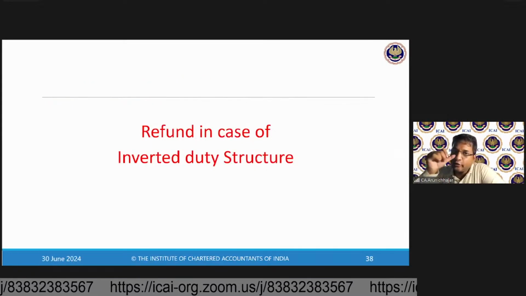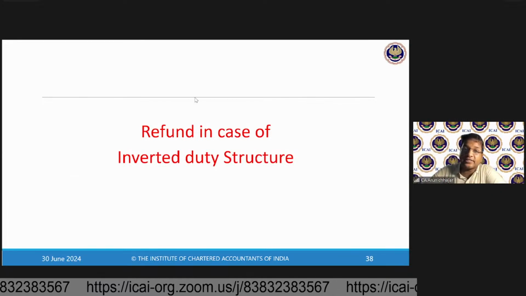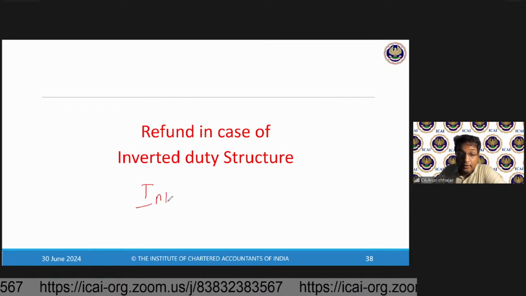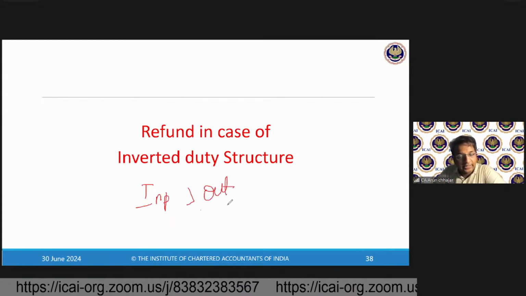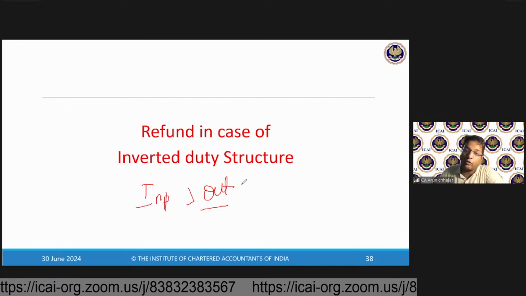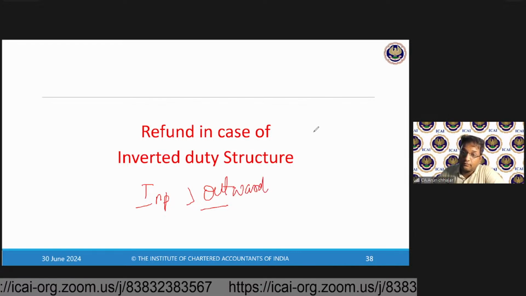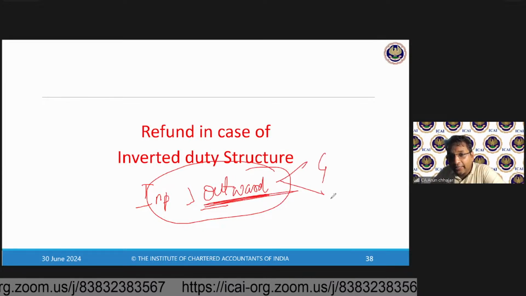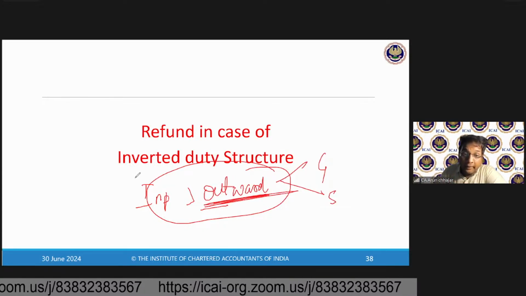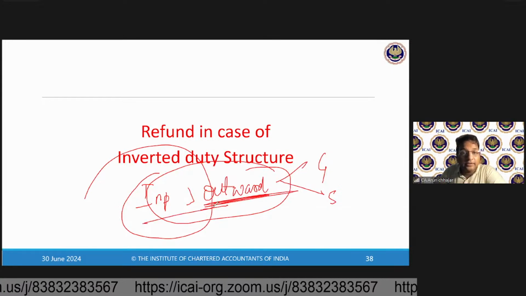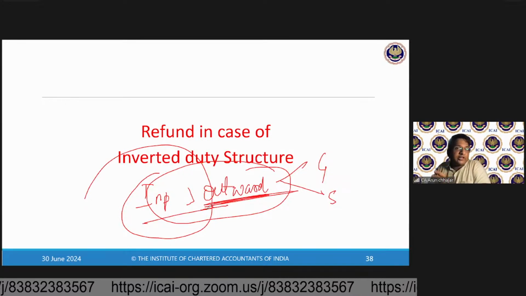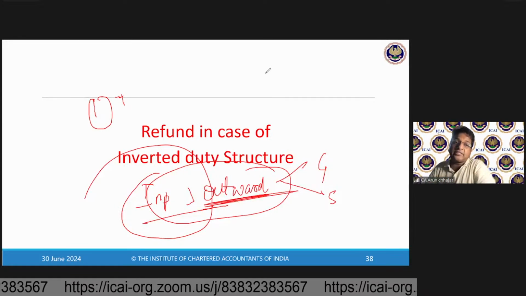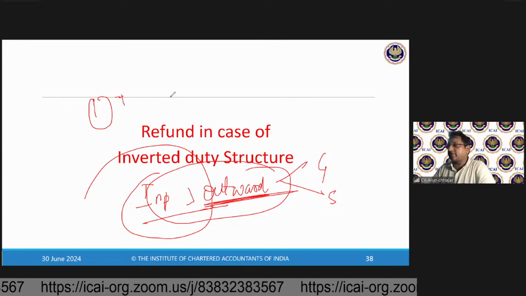Now, what is the inverted duty structure? We have already discussed that inverted duty structure means the rate of the input is higher than the rate of output. Correct? The rate on the input is higher than the rate on outward supply. The outward supply can be of goods or of services, no restriction, no problem. But if you are deciding whether my supply is inverted duty or not, point number one, you will only consider the rate of input. It means you will consider the rate of goods, not the rate of services.